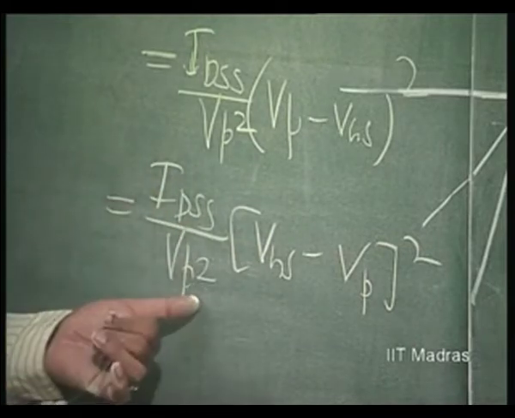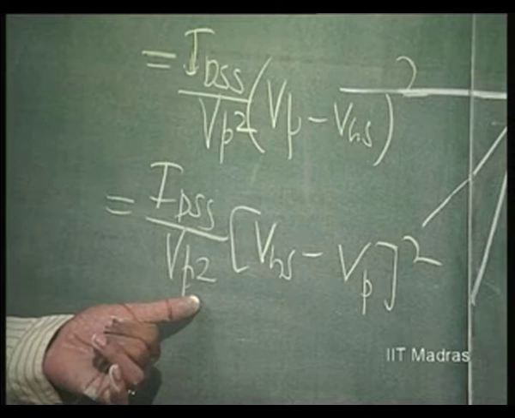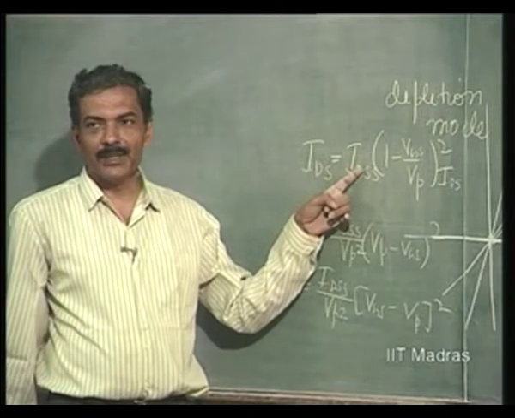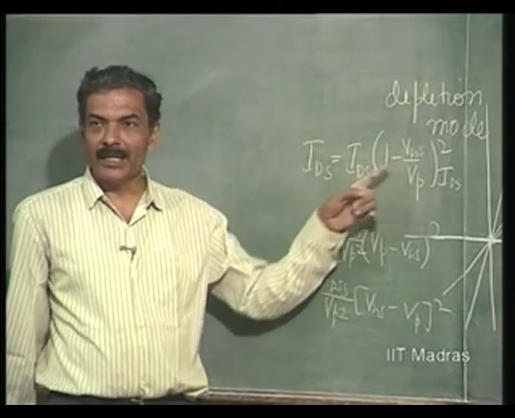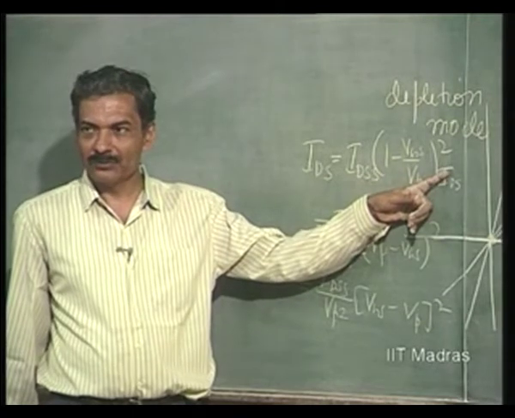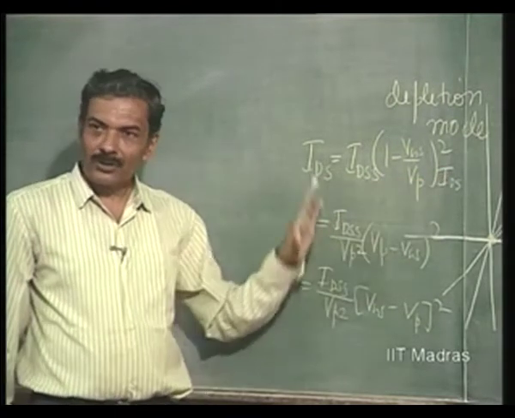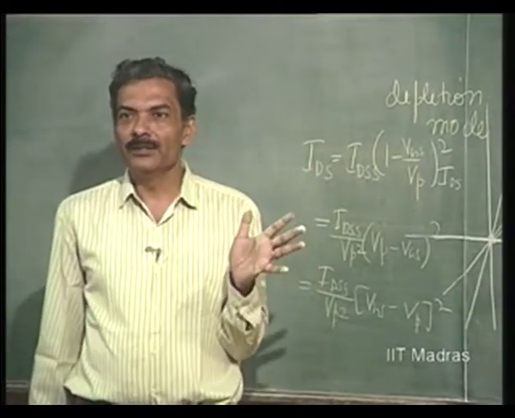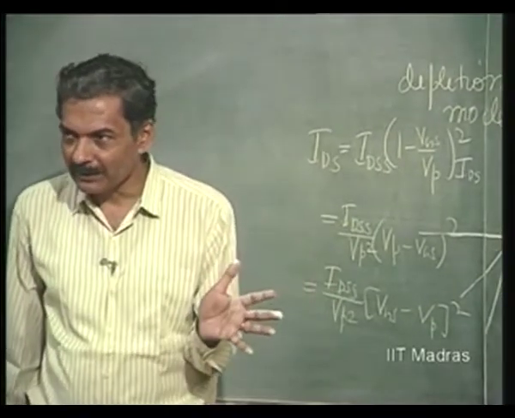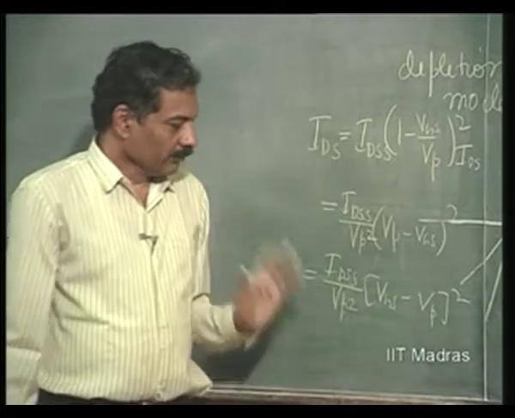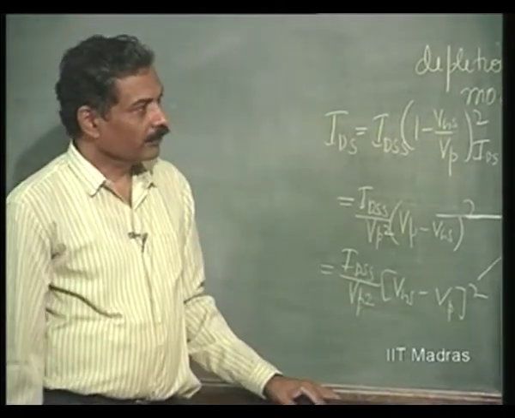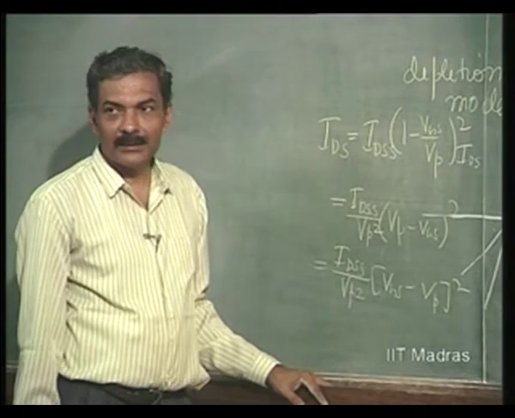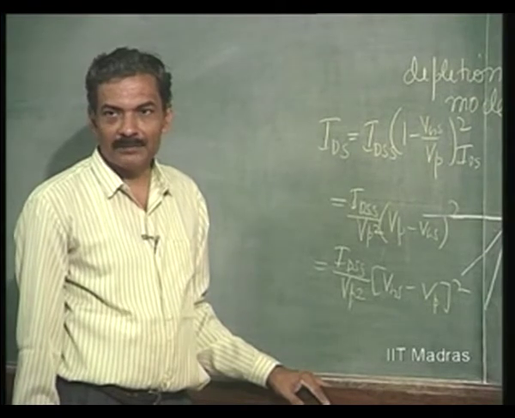Only thing is K is defined differently in the case of depletion type of MOSFET or JFET. So, it is always defined this way, with respect to saturation current at VGS equal to 0. So, the characteristic also is mathematically the same as that of enhancement type of MOSFET. So, with this we stop discussion about the FET characteristic. In the next class we will discuss about the FET circuits.